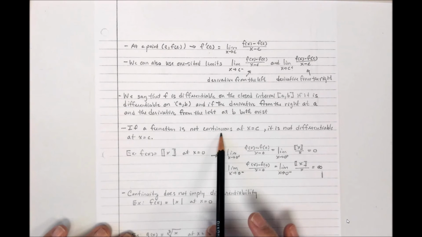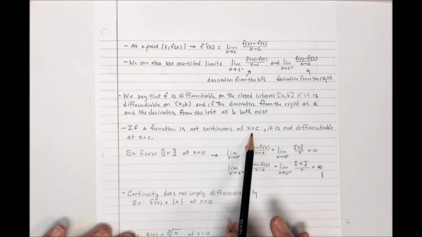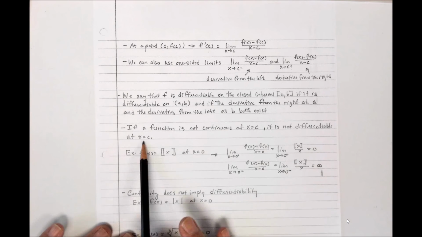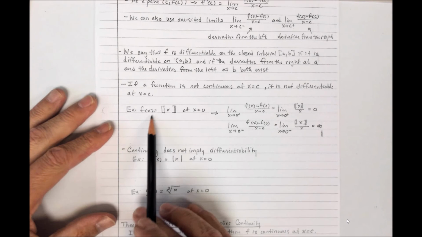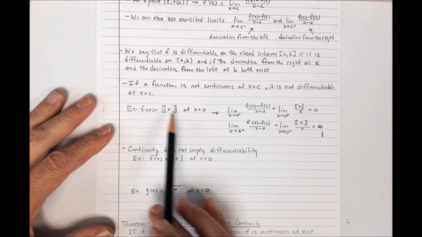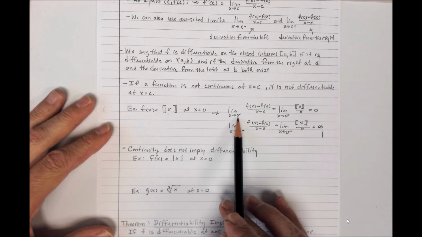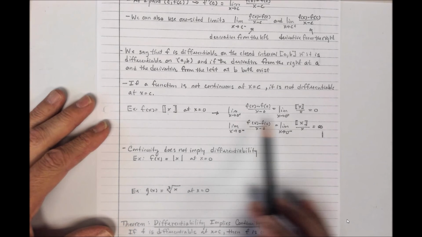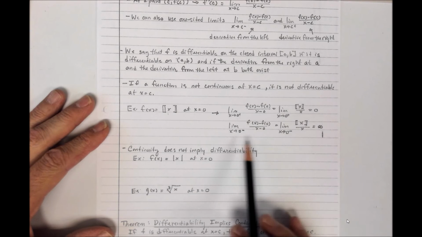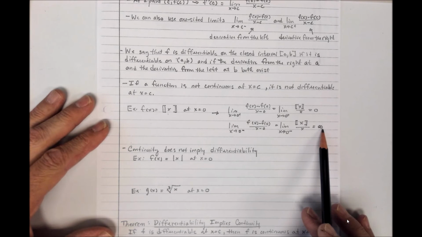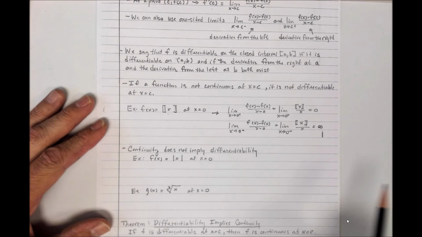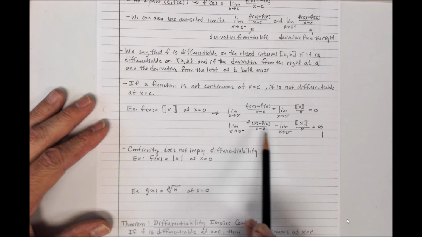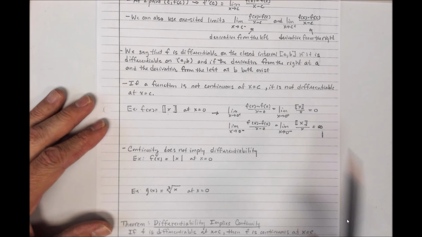If a function is not continuous at c, it is not differentiable at x equals c as well. For example, good old greatest integer function, f of x is equal to the greatest integer of x at x equals c. If we look at the derivative here from the right side we get 0, but from the left side we get infinity. So what does that mean? Well, that means that the derivative doesn't exist at that endpoint. As x goes to 0, that doesn't exist.